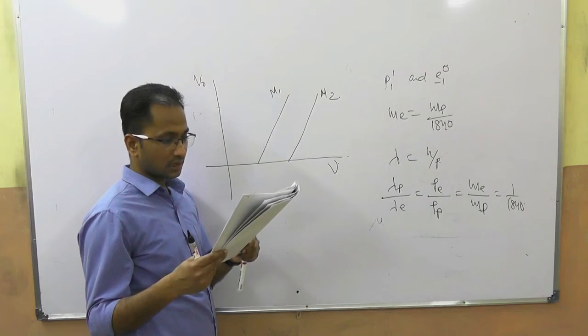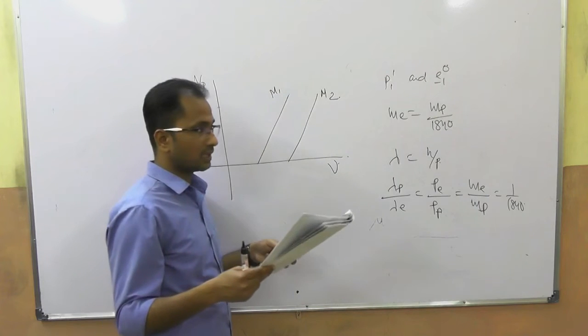Now question 18. Why can we not use silicon or germanium in the fabrication of a visible LED?